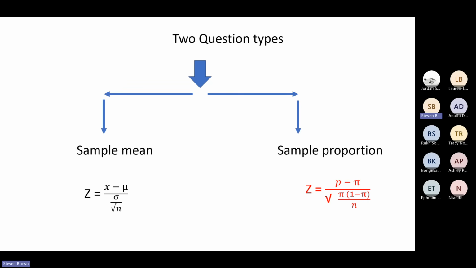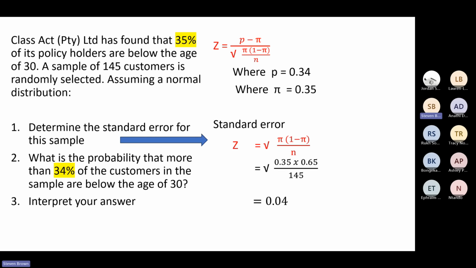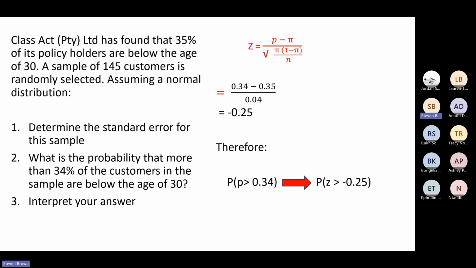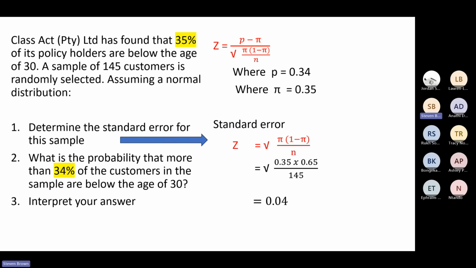So pi is what is given to you. So pi is 0.35. Also, again, remember, you're not going to put 35% in. You're going to decimalize it to 0.35. That's really, really important. Right, so we are doing the standard error. They're going to say determine the standard error for the sample. The standard error is the bottom part of the formula.